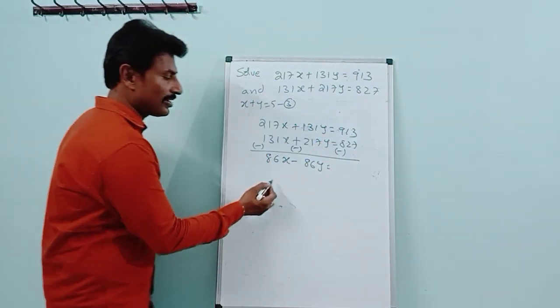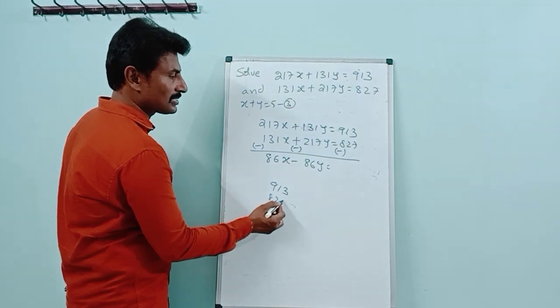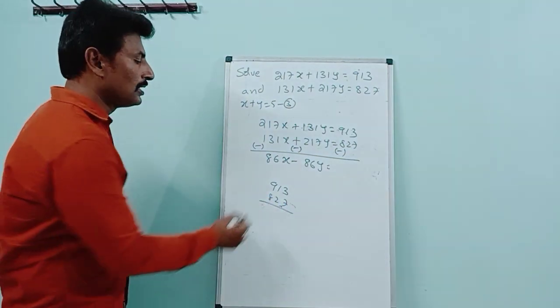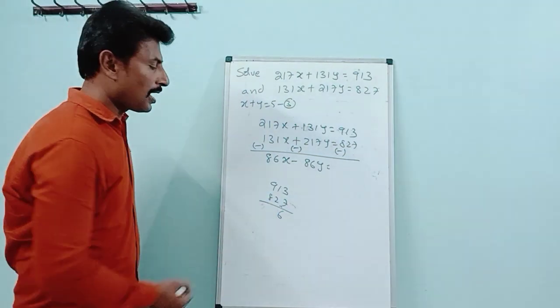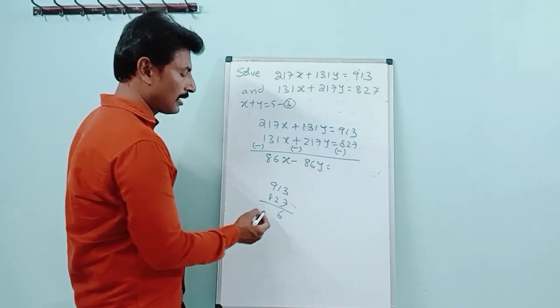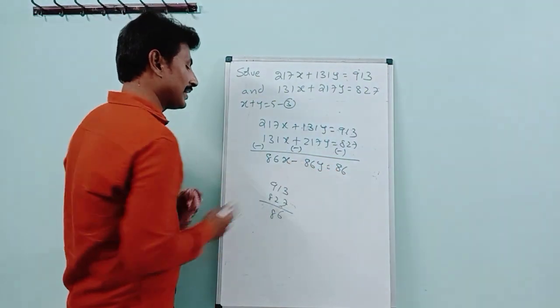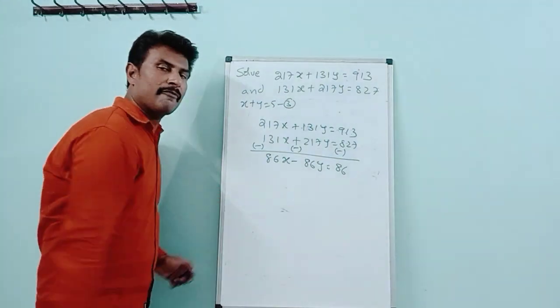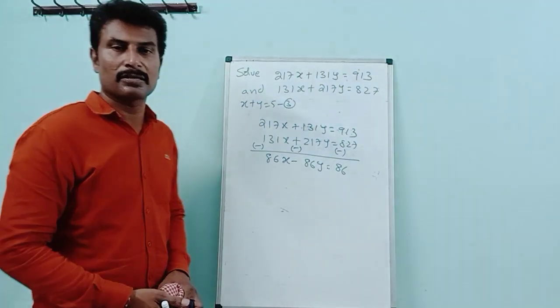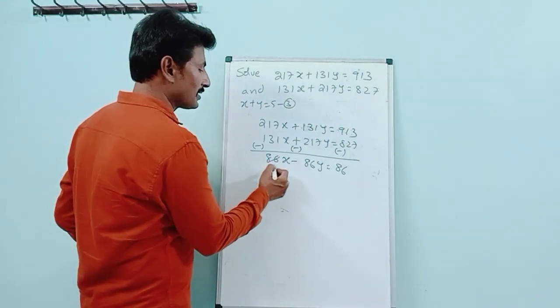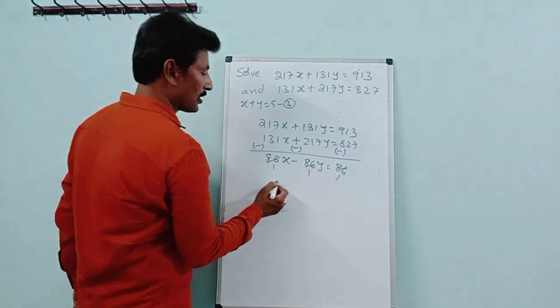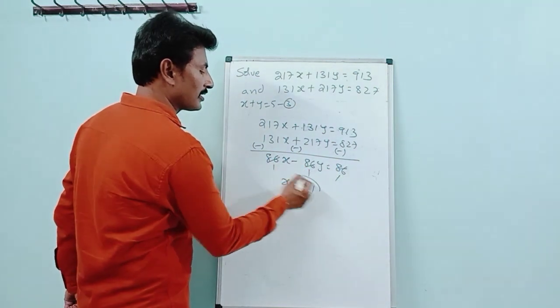And what happens if I subtract 827 from 913? Take the borrow, 13 minus 7 is 6. And here it will be 10. Take the borrow, 10 minus 2 is 8. Of course, I get 86. Clearly, every coefficient is a multiple of 86. We can divide by 86 on both sides. So finally, I got x minus y is equal to 1.